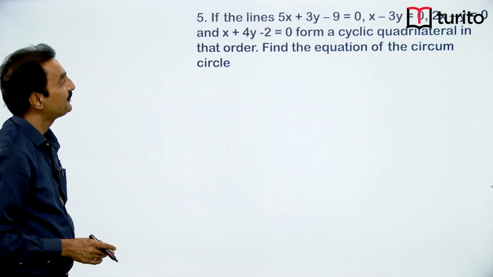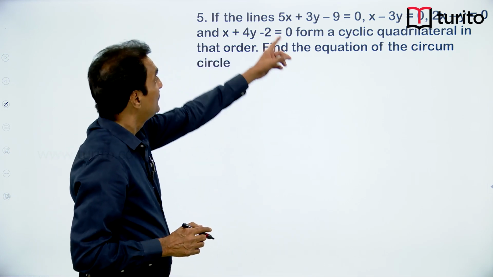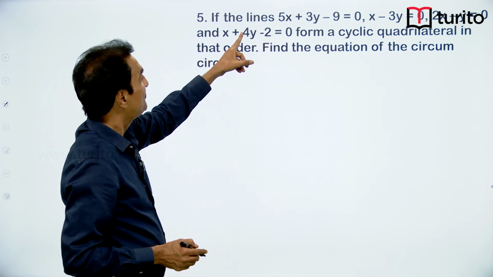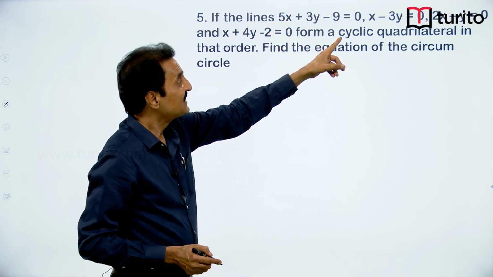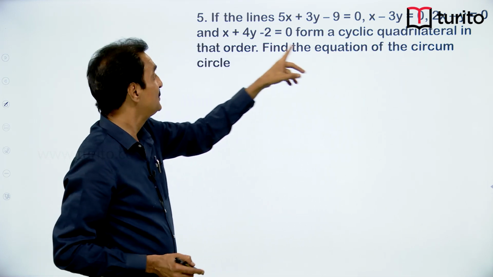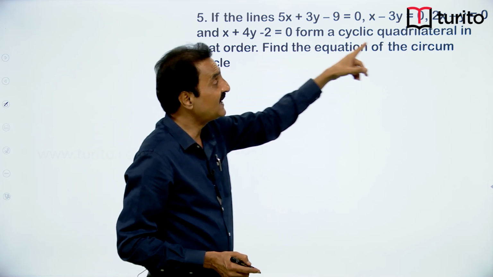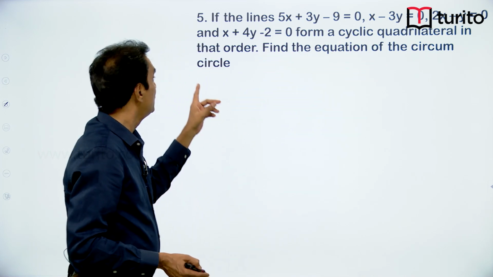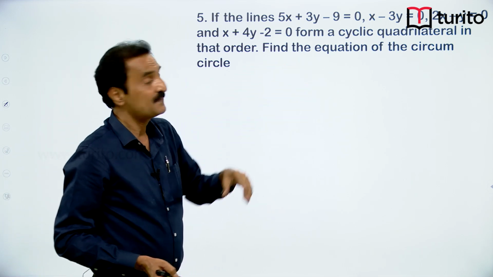Next, this time 4 lines are given, 5x plus 3y minus 9 is equal to 0, x minus 3y is equal to 0, 2x minus y is equal to 0, x plus 4y minus 2 is equal to 0. They form a cyclic quadrilateral in that order. Then find the equation of the circumcircle.